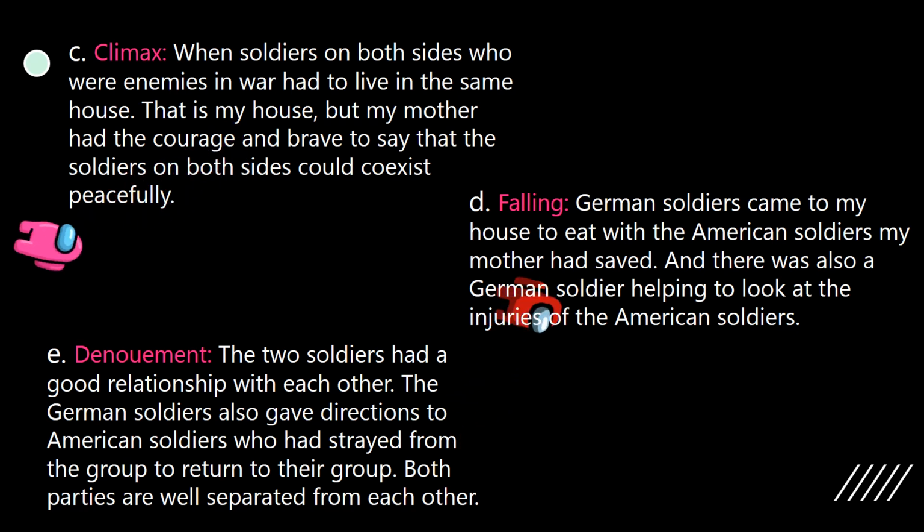Denouement. The two sides of soldiers had a good relationship with each other. The German soldier also gave directions to the American soldiers who had strayed from their group to return to their group. Both parties then parted peacefully from each other.